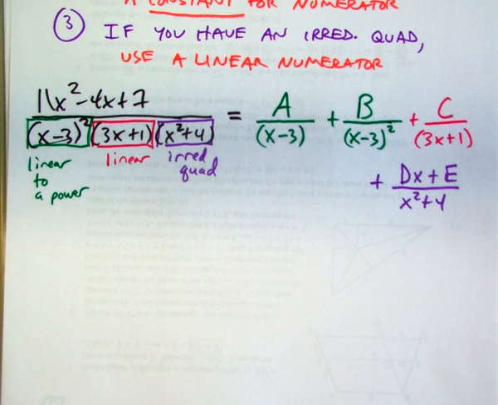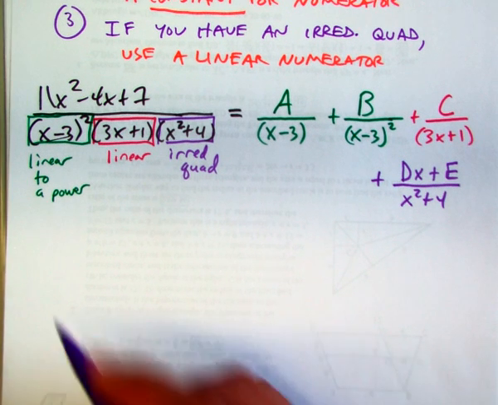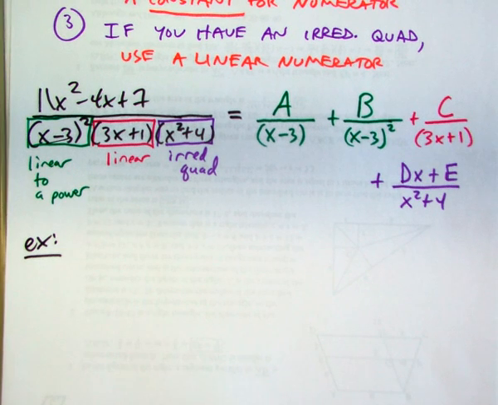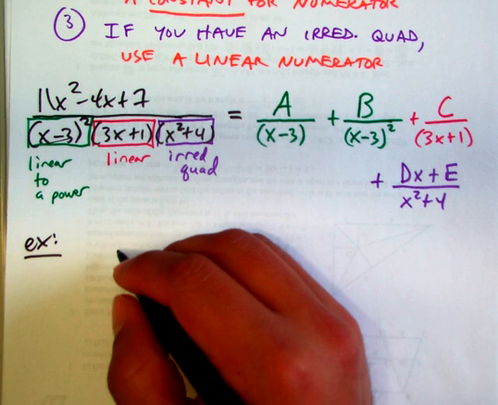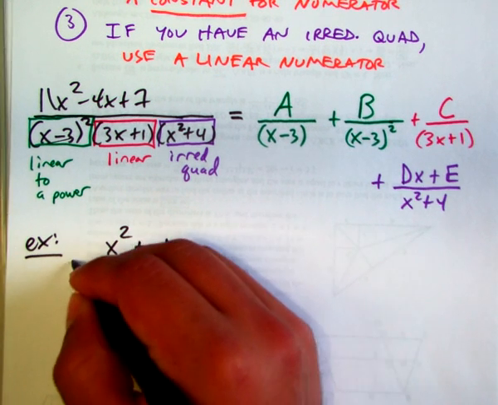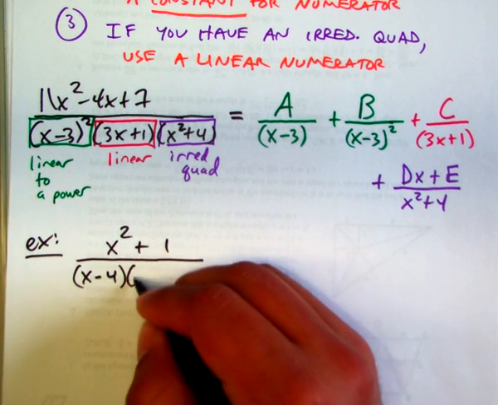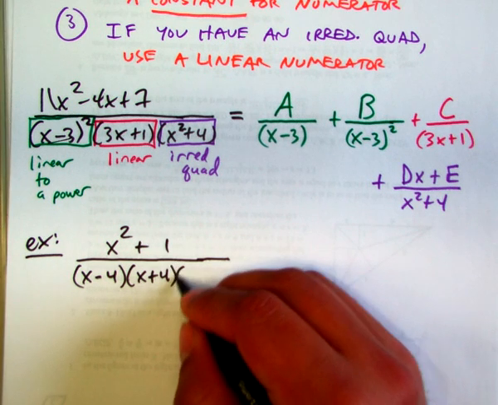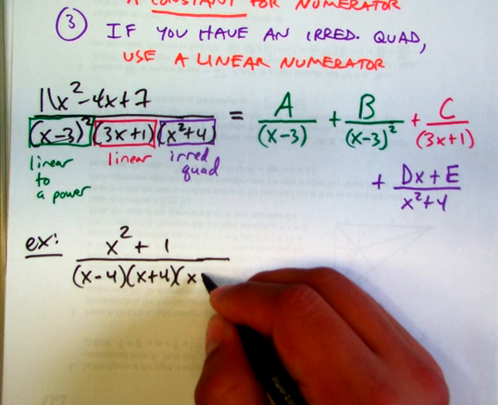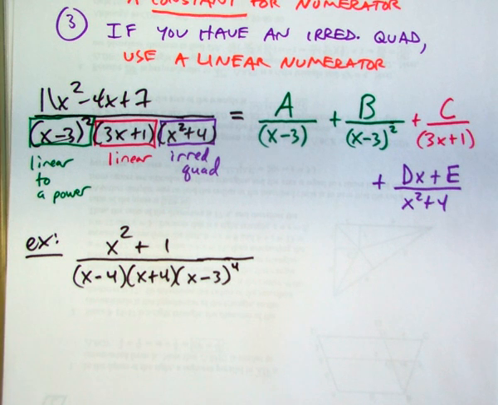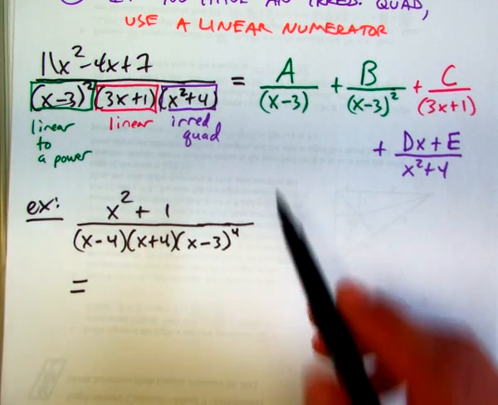Let's try a couple more where we're just setting them up. We're not actually going to solve them. Okay? Let's just see if we can set them up. So, if you want to try this on your own, maybe pause the video for a few seconds and then see if you get it right. Let's say you have x squared plus 1 all over (x minus 4), (x plus 4), and then we have (x minus 3). Let's say this is to the 4th. Okay, so if you want to go ahead and pause the video for a few seconds, see if you can figure out what the setup is going to look like.